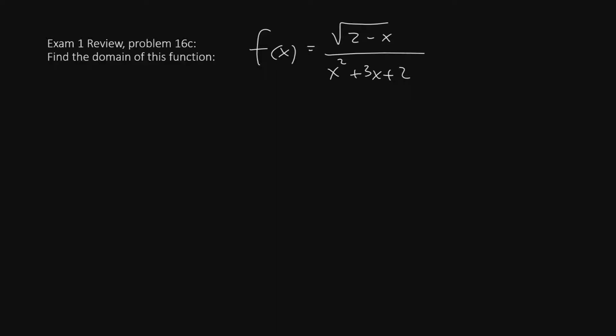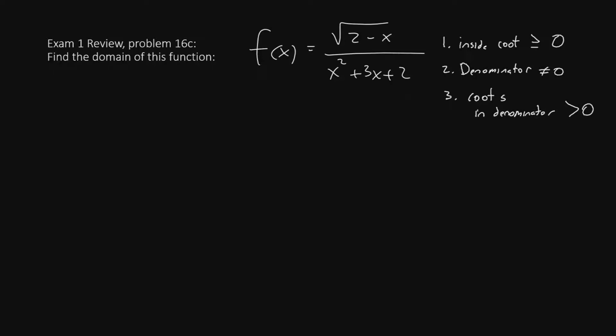There are certain rules about domains we should go over briefly before we begin. First, the rule about domains with square roots is that the inside of the square root must be greater than or equal to 0. The second rule, the denominator of a fraction cannot be equal to 0. And the third rule is that roots in the denominator must be strictly greater than 0. It is possible to have more than one of these situations at once.